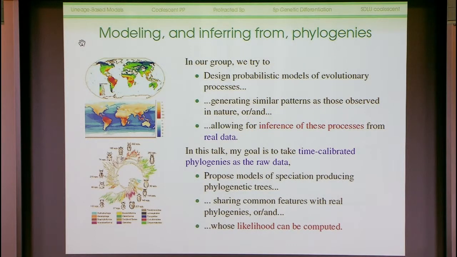So here, I will try to propose models of speciation, not really in total detail, but producing phylogenetic trees. So we'll see how we do that. We try to produce phylogenetic trees which share common features with real phylogenies. And especially, we want to be able to compute the likelihood of a given tree under any of these models, to be able to make likelihood inference or MCMC inference of the parameters of the processes that generated these phylogenies, exactly as Leah showed us this morning.